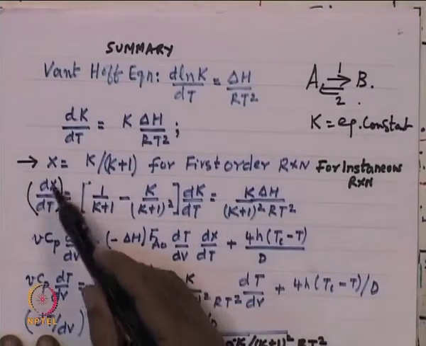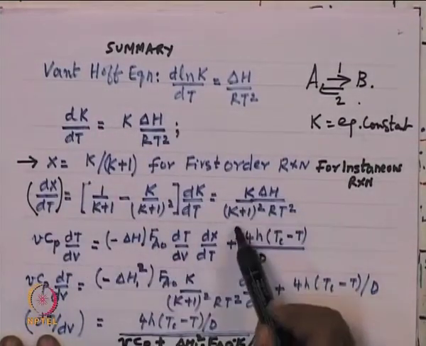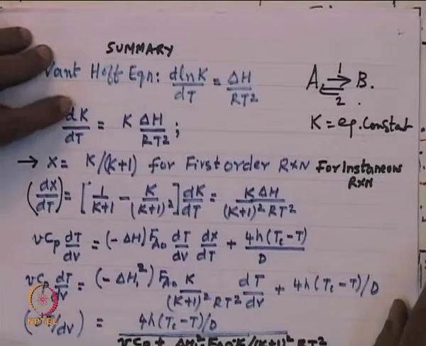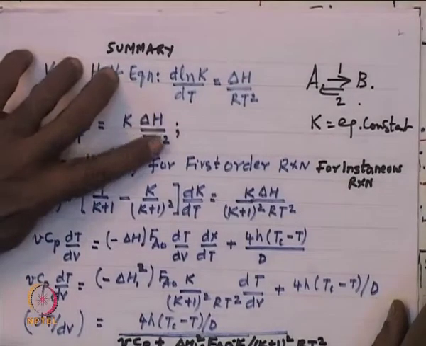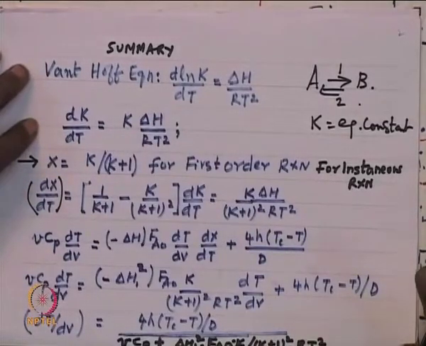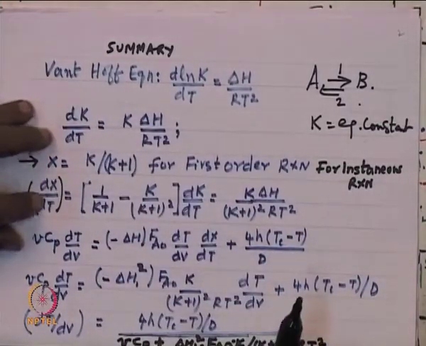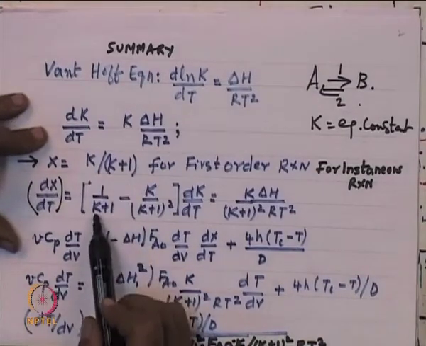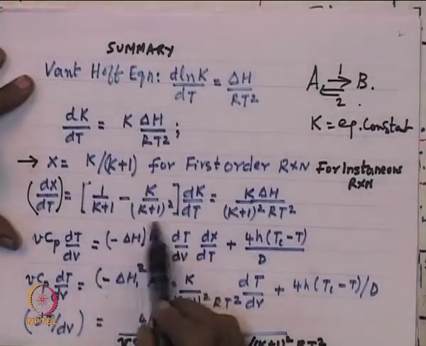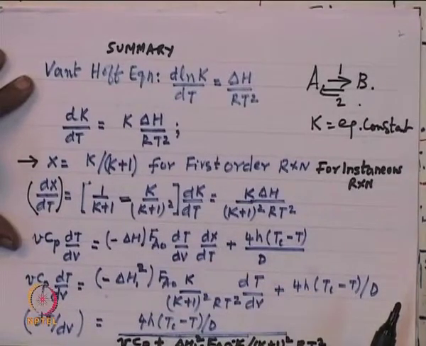You notice here the dx/dt from Van't Hoff's equation, which is well known to you, is simply K delta H divided by (K+1) whole squared times R T squared. Let us just understand how it comes. Van't Hoff's equation says that d ln K/dT is delta H by R T squared, which I have written as dK/dT equal to K times delta H by R T squared. This is nothing very new to you. Now, what is dx/dT? You have to differentiate K/(K+1). I have taken the first term 1/(K+1), then the next term, differentiation of this is 1/(K+1) whole squared with the minus sign, and the whole thing multiplied by dK/dT. Is that clear what we are saying?